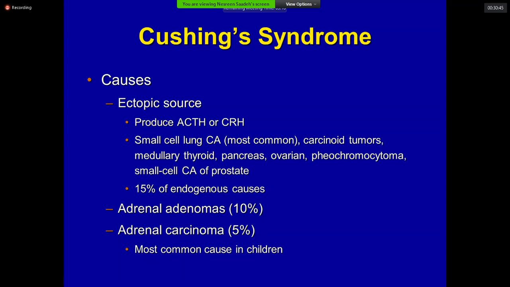The source of ACTH is most commonly small cell lung cancer, but it can be with many other cancer types. And less likely it would be because of an adrenal adenoma or an adrenal carcinoma, and in children, it's more common to see adrenal carcinoma.